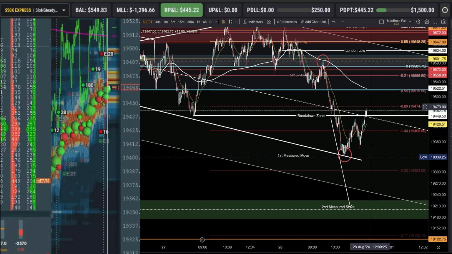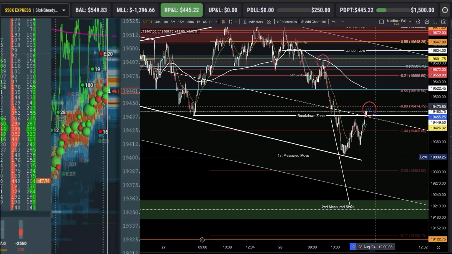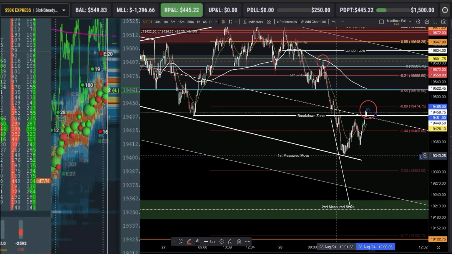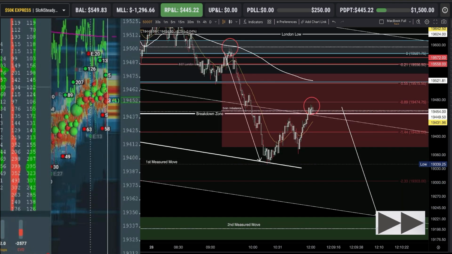If it continues up, I'll be watching those levels. I won't be timing tops. There's a chance that I might just call it a day and not trade any longs, as the morning was a sell and kind of a choppy recovery so far. So if we get what we're looking for here, I will be shorting in this area, and we will see a measured move lower down to about 19,200 where that imbalance is.